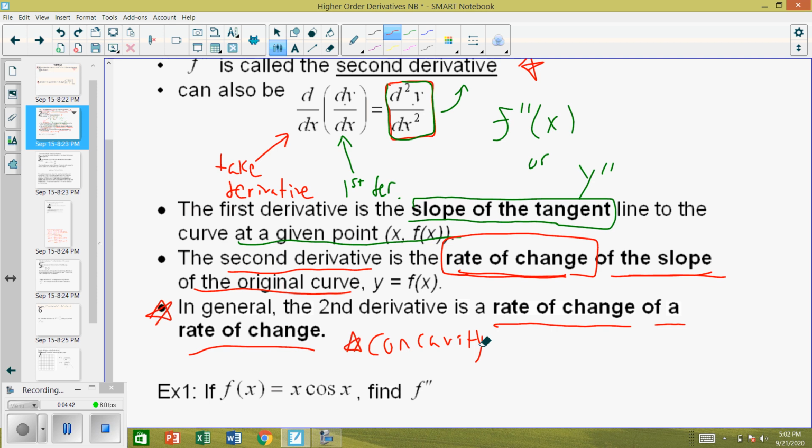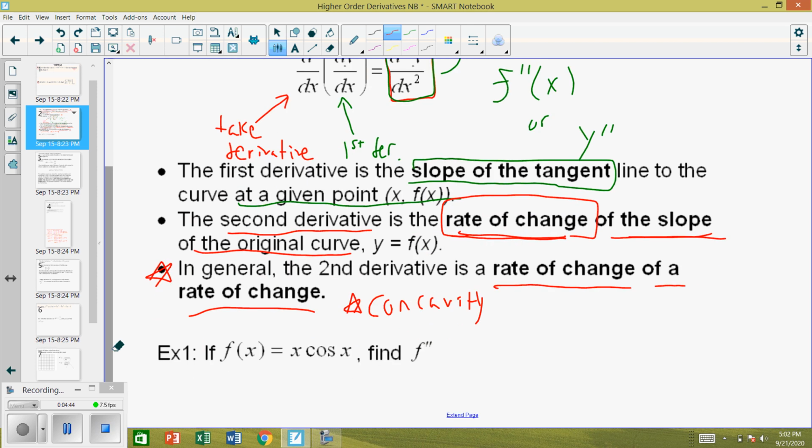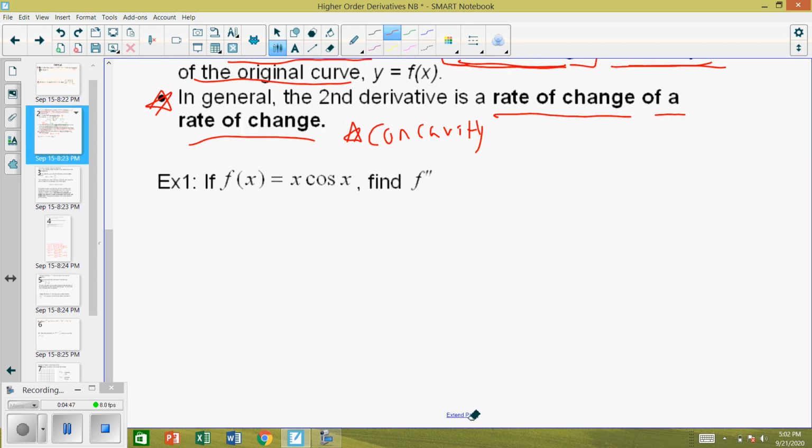Before we get into all that, let's practice actually finding the second derivative. It's not hard. If you can find the first derivative, then you can find the second derivative. We're given the function x cosine of x. Let's find the second derivative. If we want to find the second derivative, we must first have the first derivative. Hopefully you recognize this is x times cosine of x, which is product rule. So that's the derivative of the first, which is 1, keeping the second one the same.